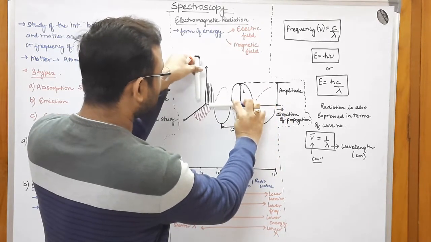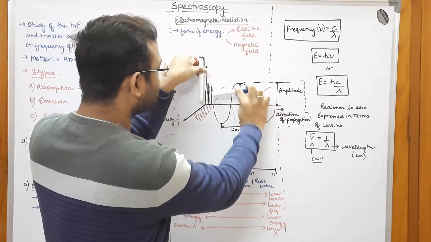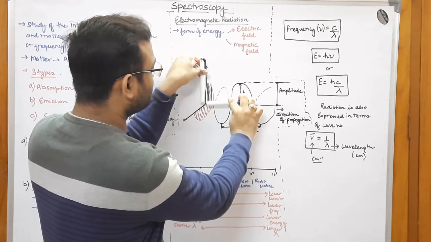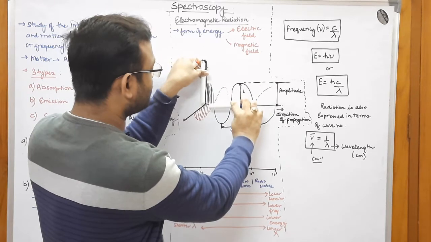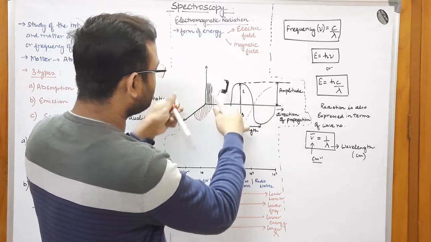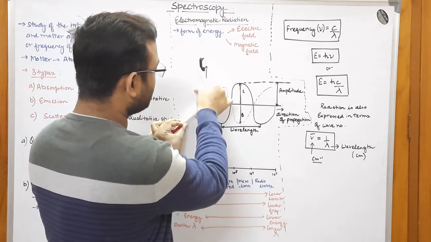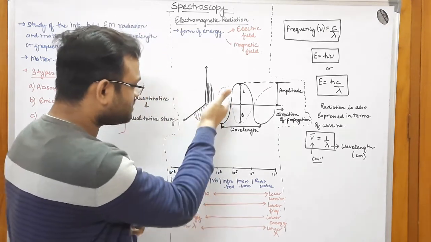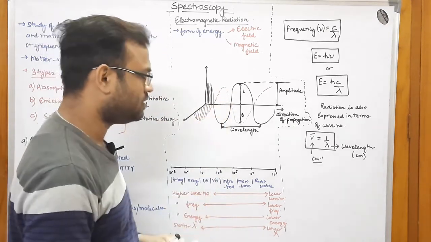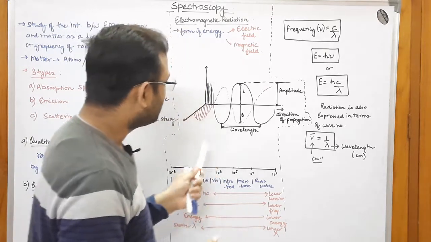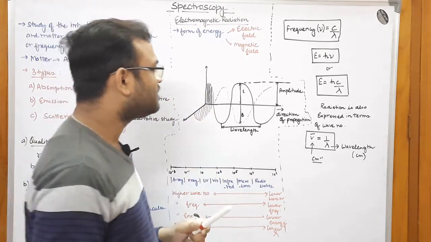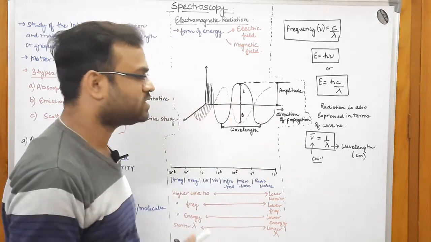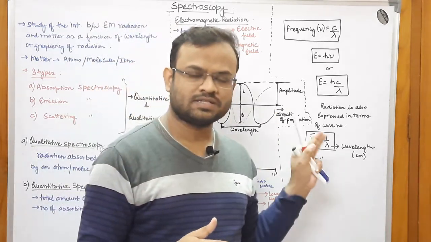Look at this, this is the direction of propagation. In this particular direction, this black pen is showing you the direction of the electric field or electric component, and this would be the direction of the magnetic component. The z-axis is the magnetic component, the y-axis is showing you the electrical component, and this is the direction of propagation. So this is a 3D diagram.